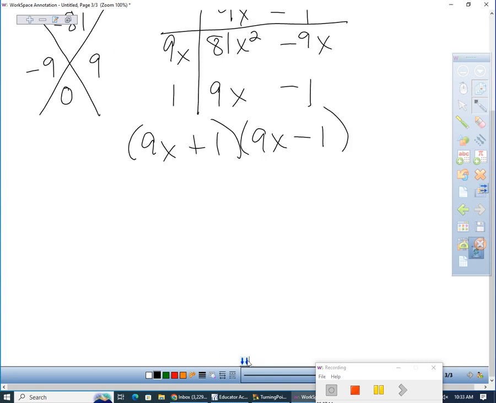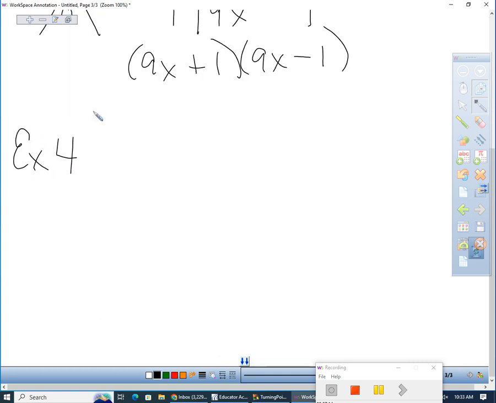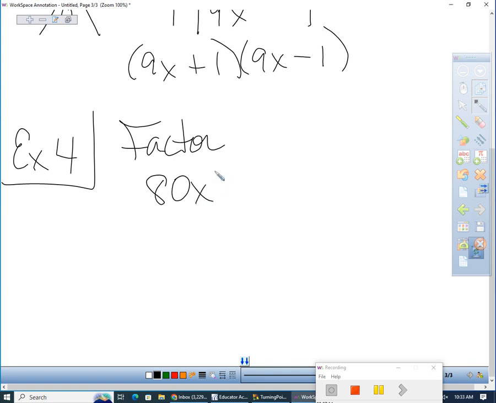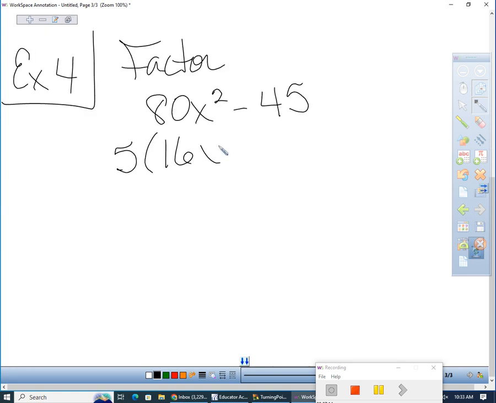Last example right here. Now I'm done. Example 4. Factor. Let's go with 80x squared minus 45. What is always the first thing we look to do? Take out a what? And what would be the greatest common factor here? 5. Very good. Take out a 5. 5 goes into 80 16 times, and 5 goes into 45 9 times.